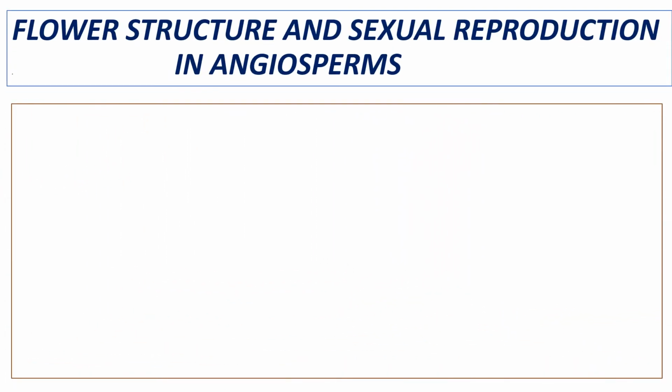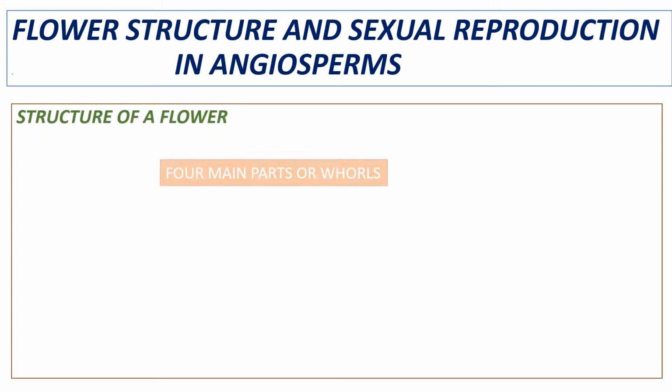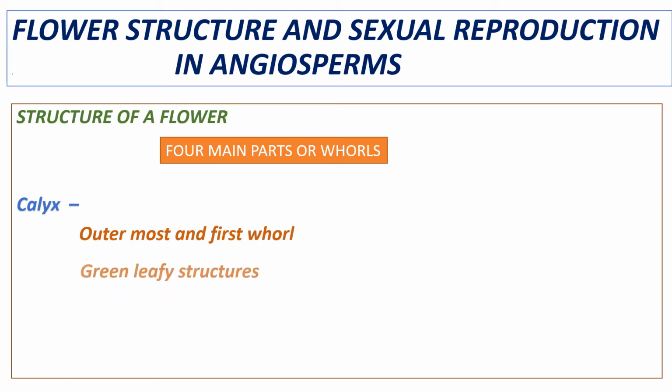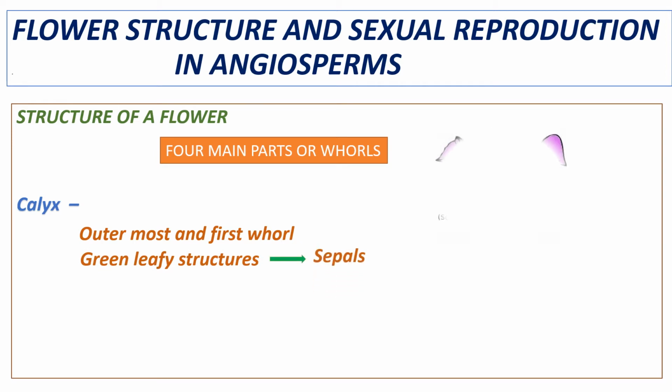This video is about flower structure and sexual reproduction in angiosperms. Structure of a flower. Basically, a flower consists of four main parts which are also called whorls. They are calyx, corolla, androecium and gynoecium. Calyx is the outermost part of the flower, present in the first whorl. It is made up of green leafy structures called sepals.